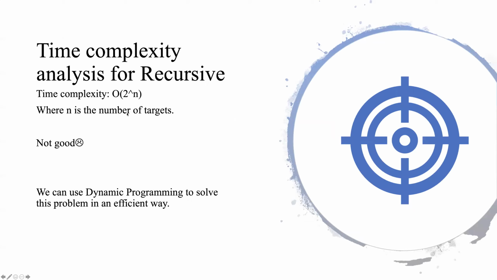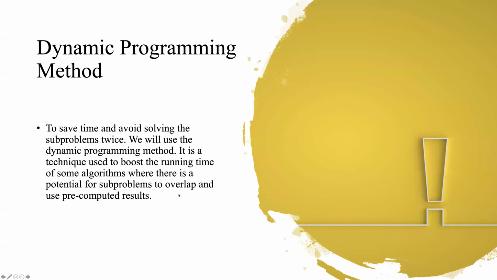By analyzing that diagram, we can see that the time complexity for recursion is going to be 2 to the power n, where n is the number of targets, which is pretty bad. So is there any way we can solve this problem in an efficient way? Actually, there is a method called dynamic programming that can fix it. Jump to the dynamic programming method.